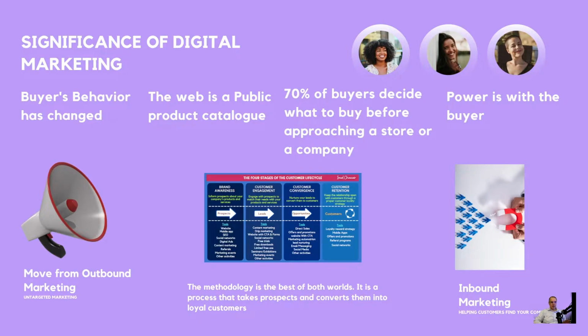Because 70% decide on what they want to buy before they come to you, it does not mean that you need to sit down and wait for those clients or prospects to come and approach you. You have to be there, and you have to be outside on the internet, available, so that you can start to do brand awareness and customer engagement with those prospects, and attract them to come to your business. And here is where the alignment happens.